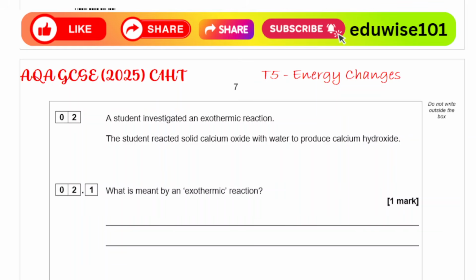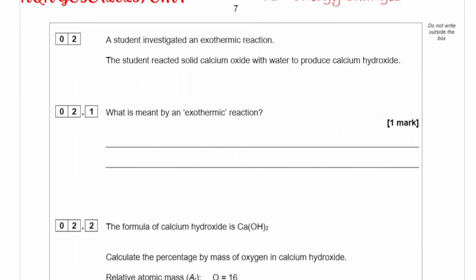In this video, I'm going to go through the AQA Combined Science Chemistry Paper 1, higher tier from 2025. Question number 2 is on the topic of energy changes. A student investigated an exothermic reaction. The student reacted solid calcium oxide with water to produce calcium hydroxide. What is meant by an exothermic reaction?